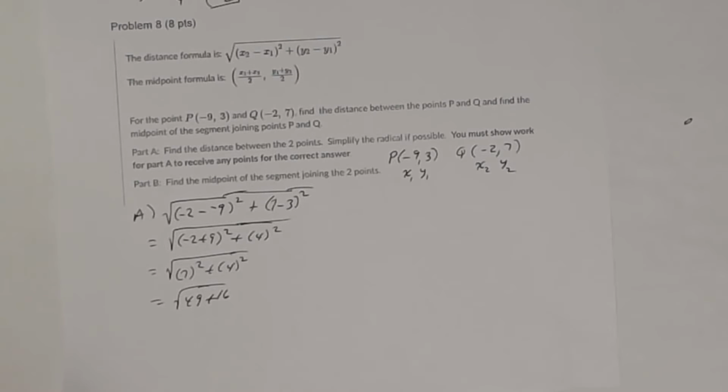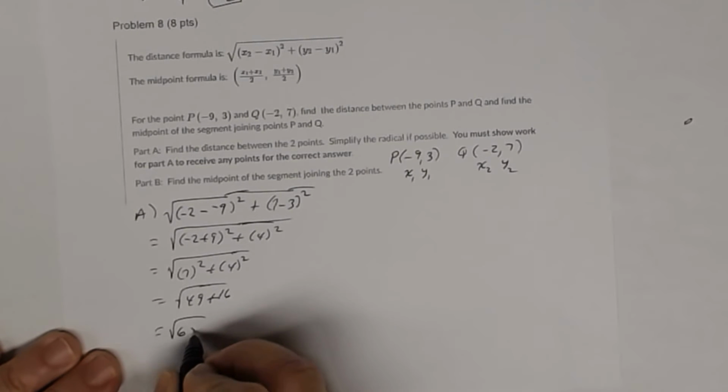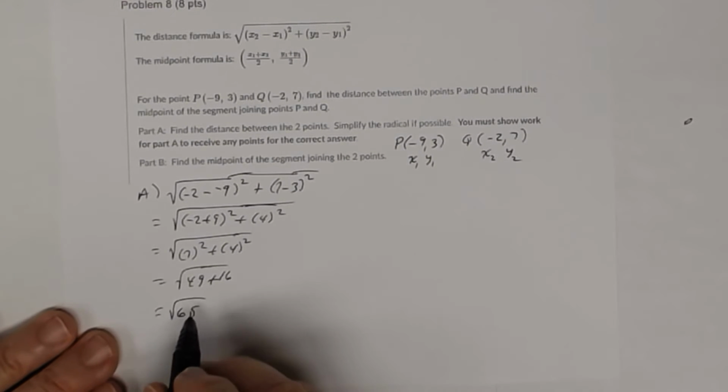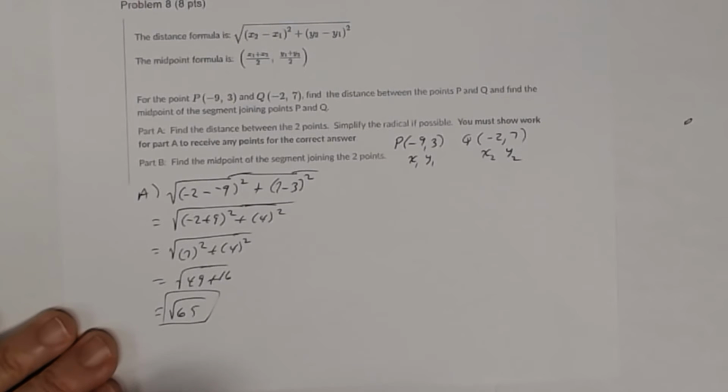And then 49 plus 16 gives us 65. So you have the square root of 65. And there's no perfect square other than 1 that goes into 65, so this is your answer. So that's your distance. So there's the work, there's the distance.